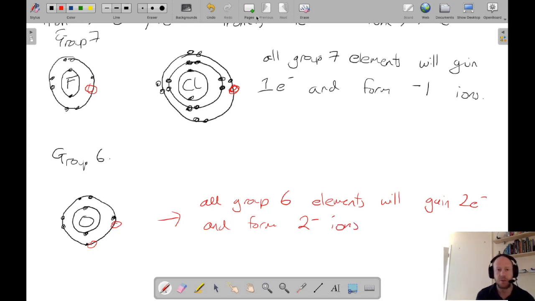You don't need to worry about group 5, but it does follow the same kind of procedure. If you have just a group 5 element, the most common thing for it to do is to form a 3- ion. Okay, there are no other elements that you will be asked about, but there are some compound ions which we will look at in the next video.